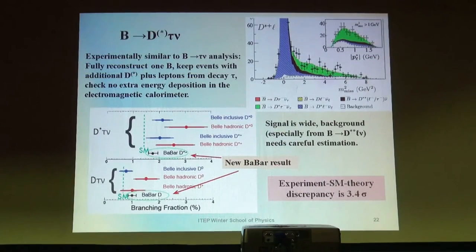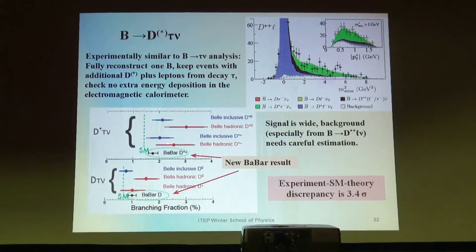My final experimental result is B to Dτν, which is again sensitive to the charged Higgs contribution. The charged Higgs doesn't contribute to the usual semileptonic decays, but in the case of the tau, the coupling of the Higgs to the tau is large, proportional to the mass of the tau, so it can increase this decay.